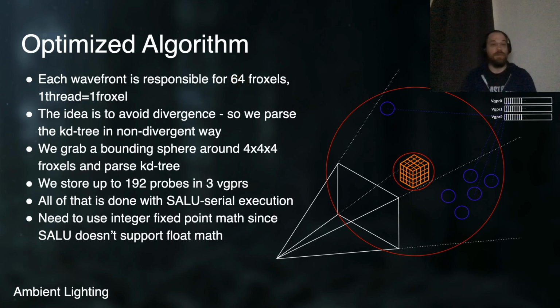every wavefront is 64 threads. That means it's responsible for a 4x4x4 grid of Froxels. For that, we just calculate one common sphere, right? That is common to all threads within the wavefront. And then we use that sphere to go through the KD tree. Because it's common to all the threads, that means it's a scalar operation. So in scalar fashion, we go through the KD tree and grab the list of up to 192 probes by using 3 VGPRs. We go through the list and keep adding into 3 VGPRs. So we get a list of 192 probes, but only at the cost of 3 VGPRs.